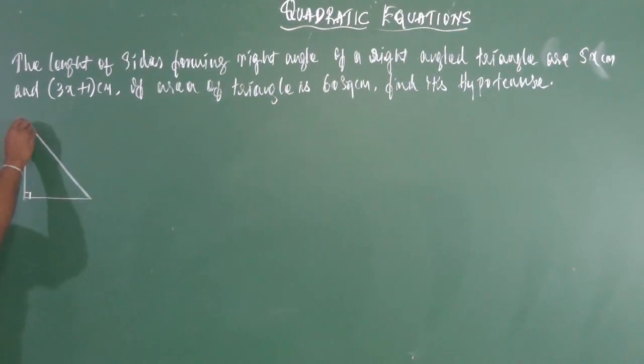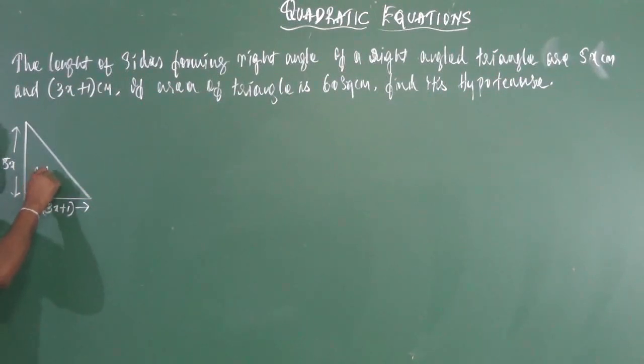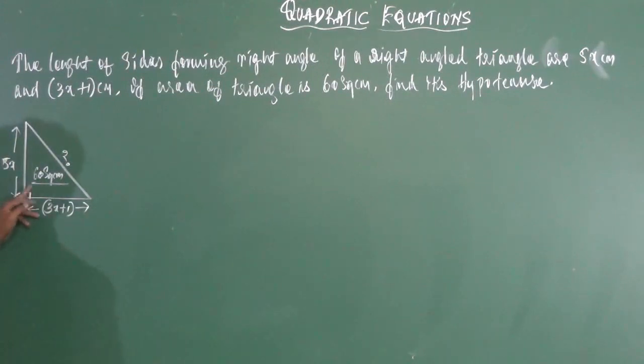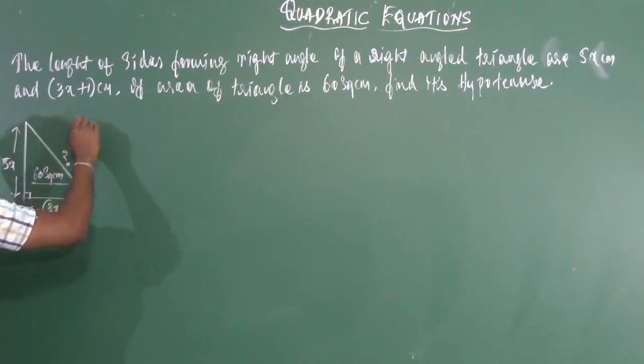Alright, anyway. So this is a right angled triangle. One of the angles is 90 degrees. So the length of the sides forming the right angle, one is 5x centimeters, another is 3x plus 1 centimeters. So these are the two sides containing the right angle. If the area of the triangle is 60 square centimeters, find the length of the hypotenuse. You have to find the hypotenuse. I hope the side opposite to the right angle is called the hypotenuse. Right.